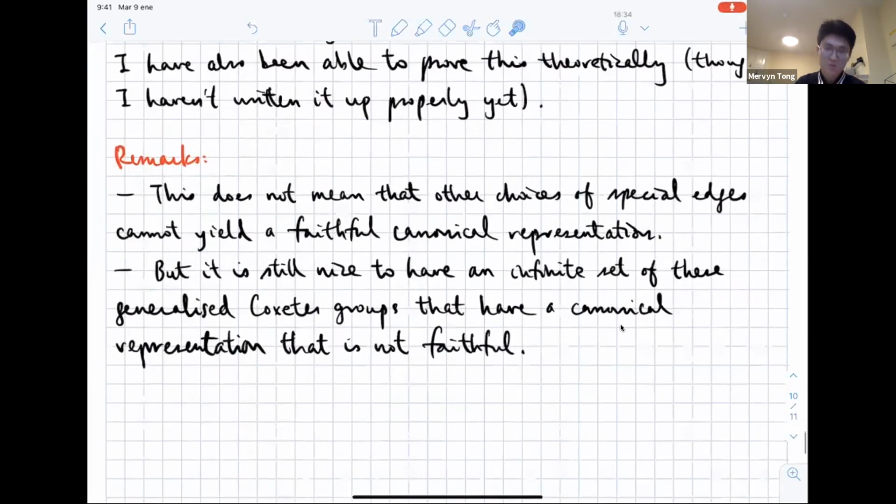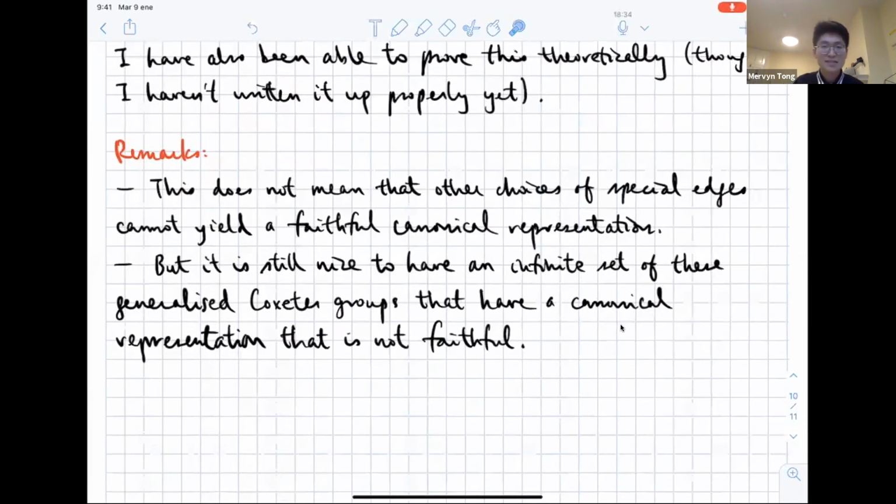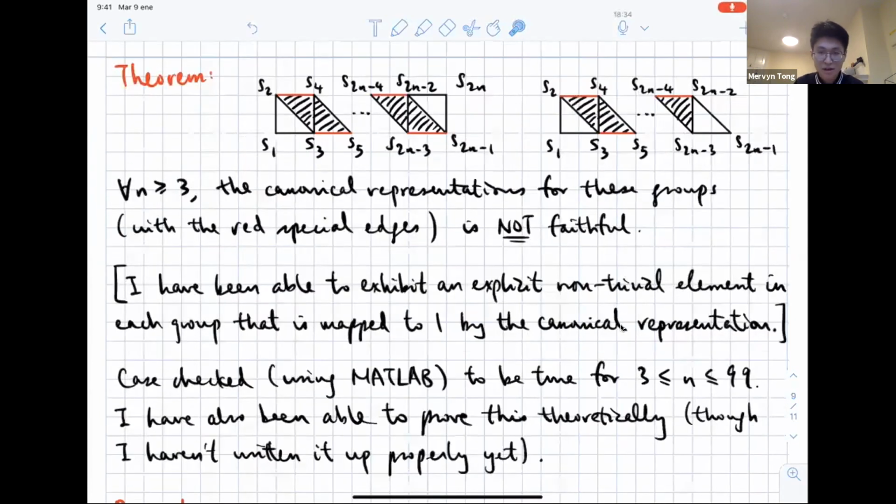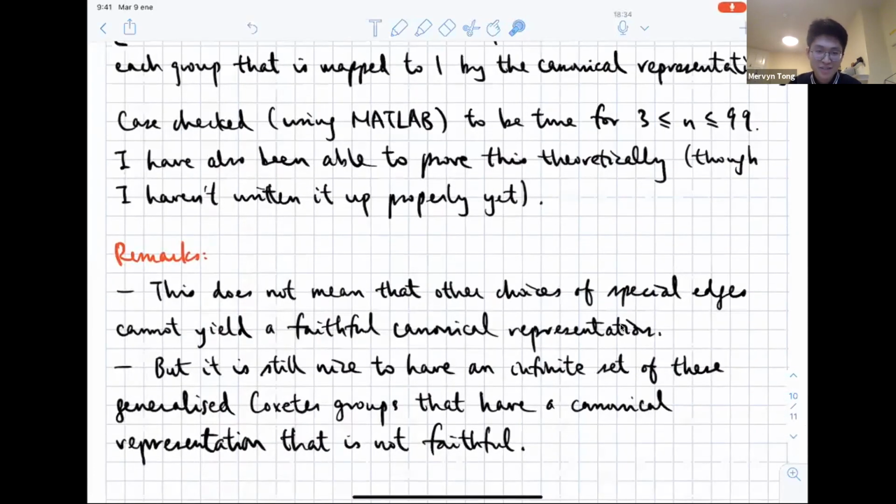So for closing remarks on this theorem, while this doesn't mean that other choices of special edges can't yield a faithful canonical representation, there is no theory to suggest that choosing different special edges will give representations with the same property. But nonetheless, it is still quite nice that there is an infinite set of these generalized Coxeter groups that have a canonical representation that is not faithful. And once again, I don't know whether this is actually useful for maths, and certainly a lot of this is important for geometric reasons that once again are over my head.